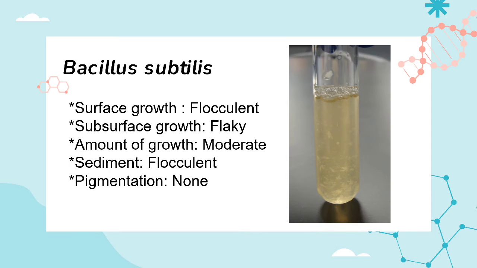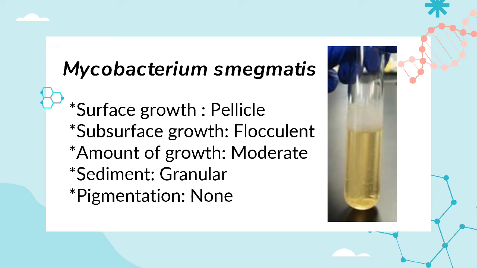cultured in broth. Bacillus subtilis: surface growth flocculent, subsurface growth flaky, amount of growth moderate, sediment flocculent, pigmentation none. Mycobacterium smegmatis: surface growth pellicle, subsurface growth flocculent, amount of growth moderate, sediment granular, pigmentation none.